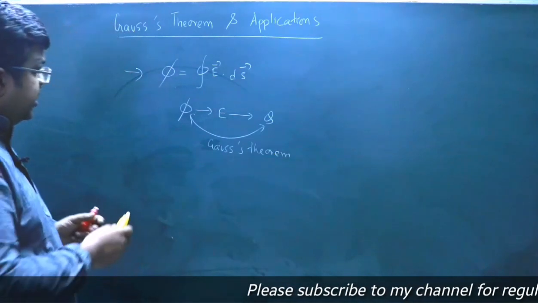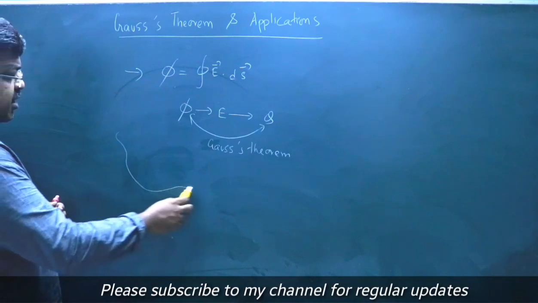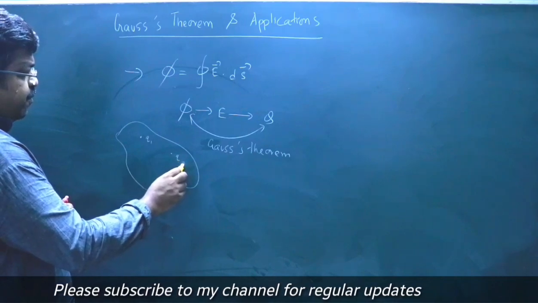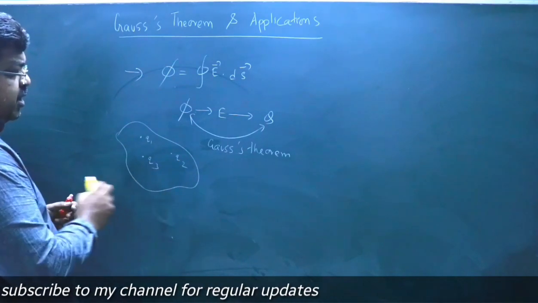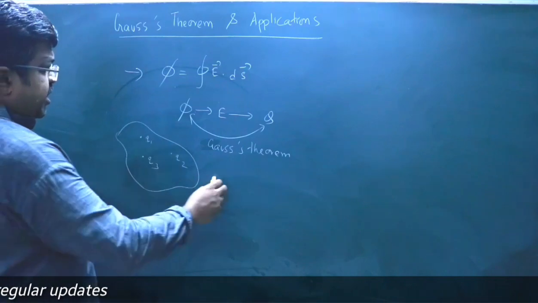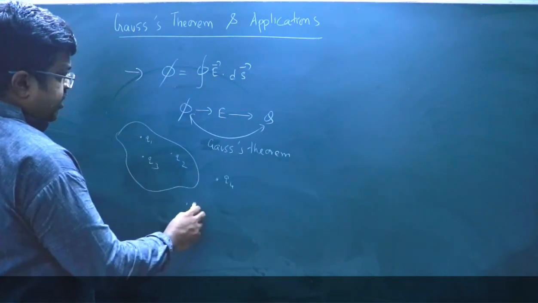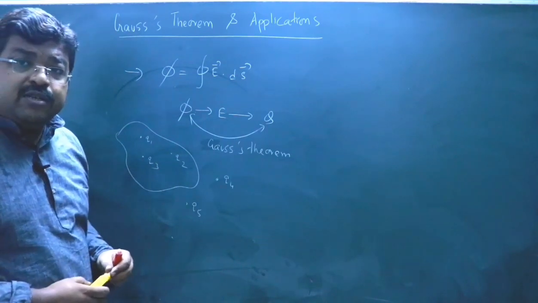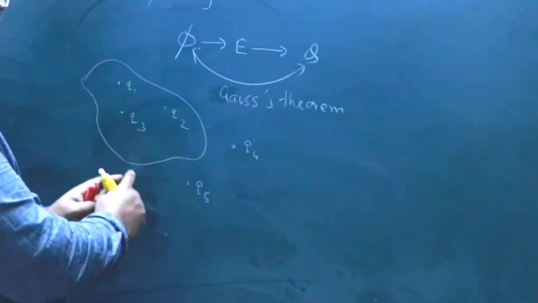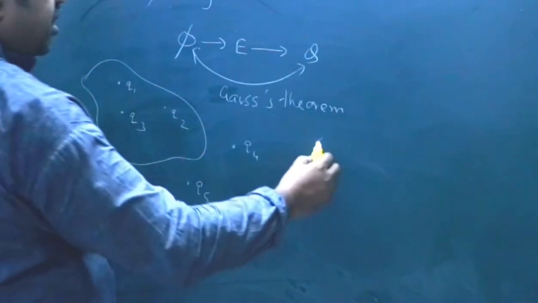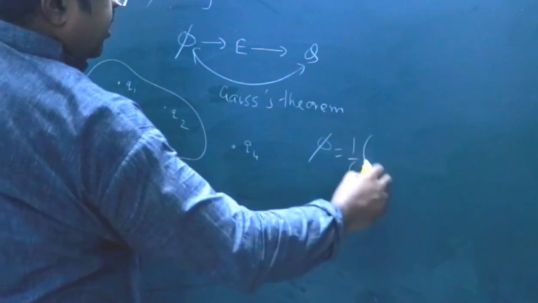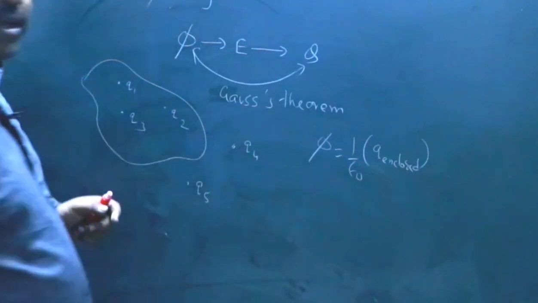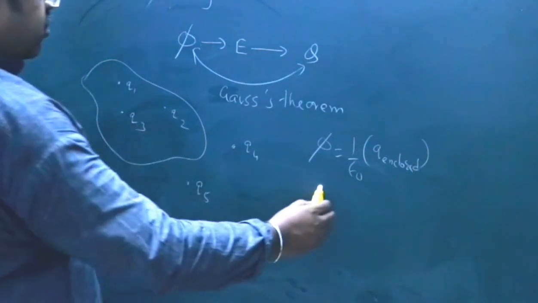Now what this theorem says is that if you have a closed surface enclosing charges q1, q2, q3 and so on, suppose we have three charges inside and q4 and q5 are outside this closed surface, then Gauss's theorem says that the total flux through this surface will be 1 by epsilon naught times the total charge enclosed.